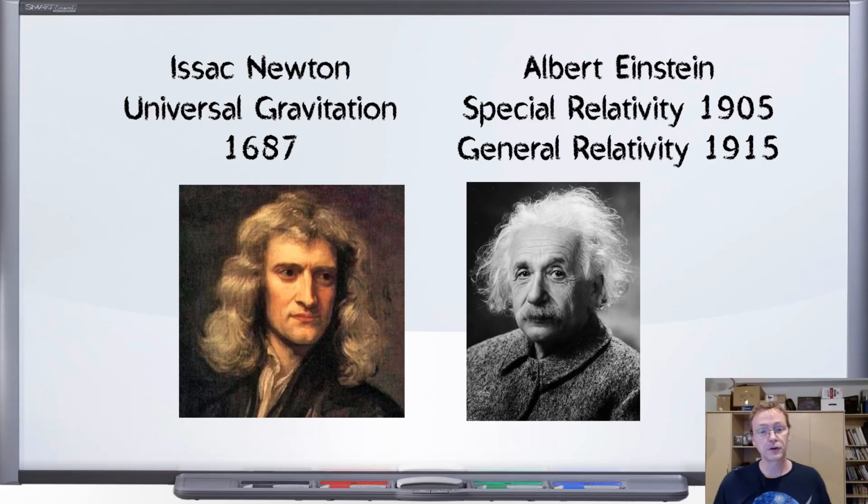Okay, the first thing I want to point out here is these dates right here. General relativity is Einstein's theory that relates to gravity, and it was in 1915 that he first published his results. When did Newton publish? 1687. So over 200 years earlier had Newton written his laws. Einstein came along quite a while later.